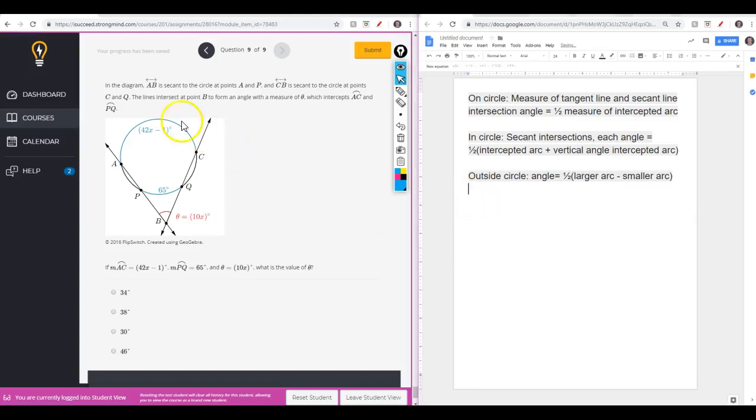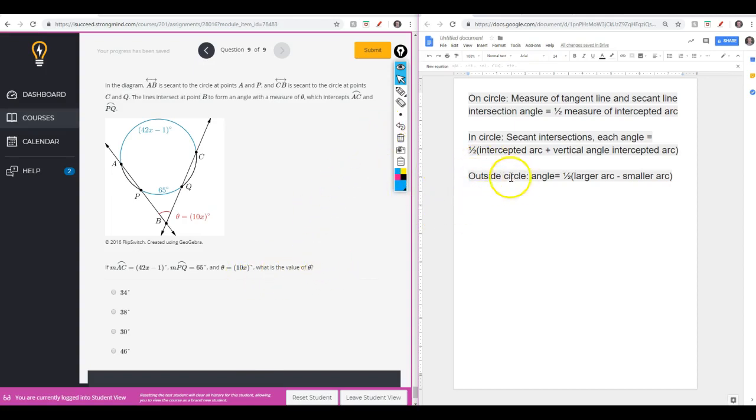Okay, question 9. In the diagram, line AB is secant to the circle at points A and P, and line CB is secant to the circle at points C and Q. The lines intersect at point B to form an angle with a measure of theta, which intercepts arc AC and arc PQ. If the measure of arc AC is equal to 42x minus 1 degrees and the measure of arc PQ is equal to 65 degrees and theta equals 10x degrees, what is the value of theta?